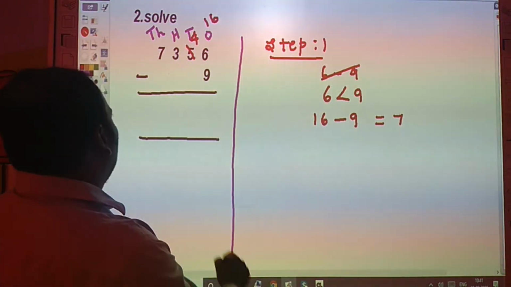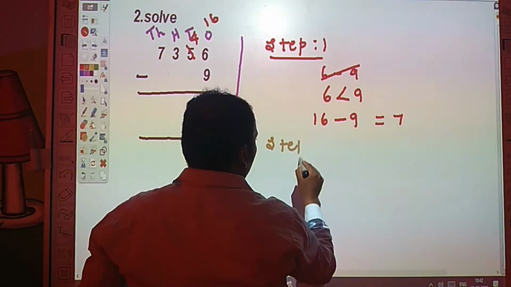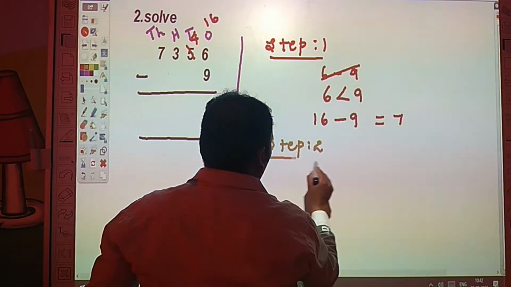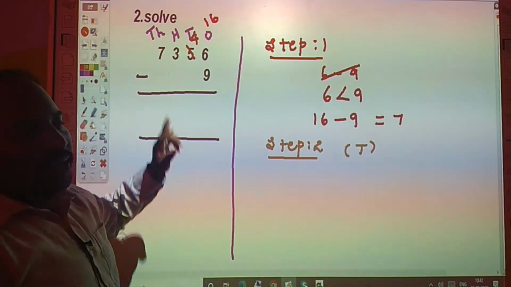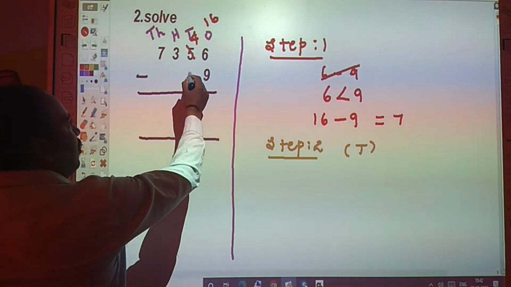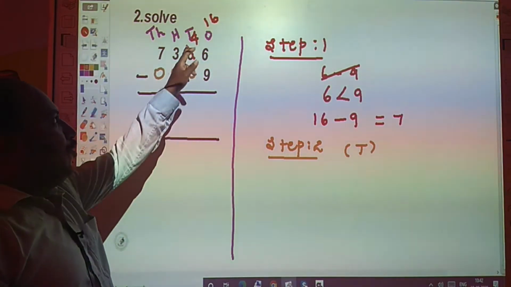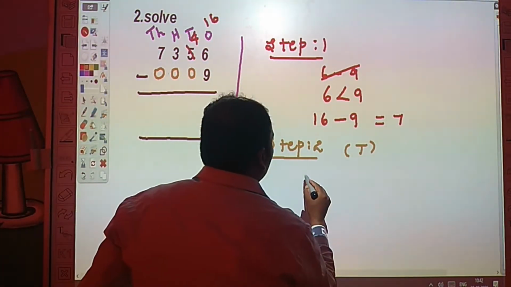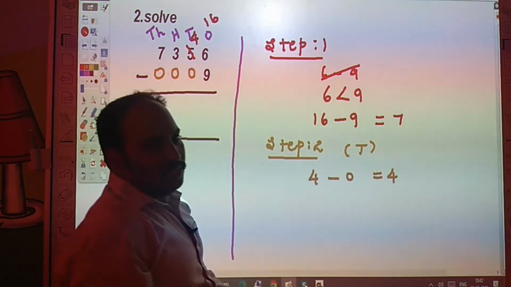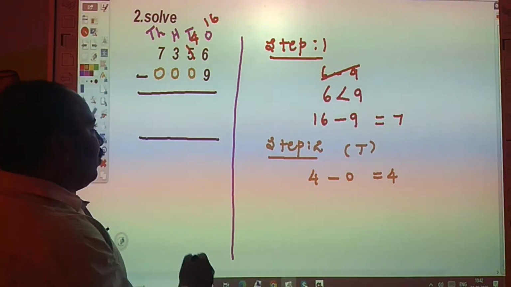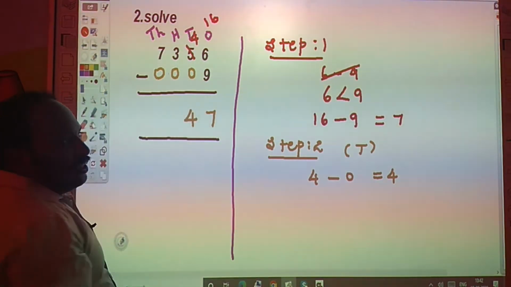Next, step 2. Tens place. Here our tens place has 4 only. In the second row there is nothing, 0. So 4 minus 0. 4 minus 0 is equal to 4. 4 tens, write in tens place.